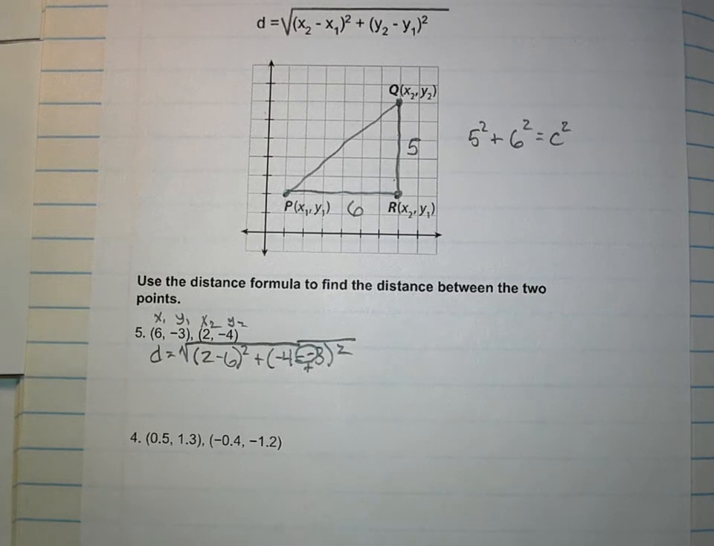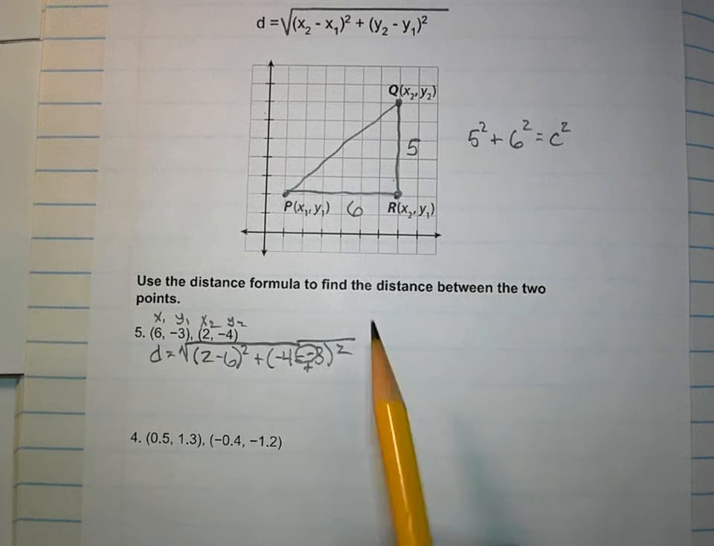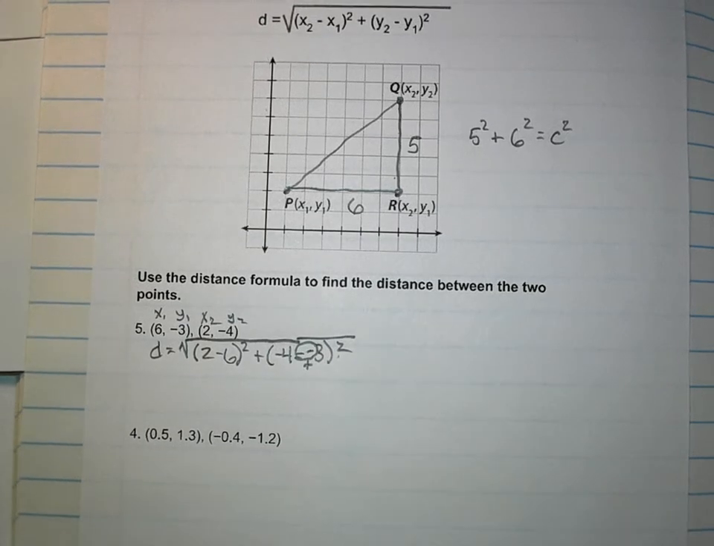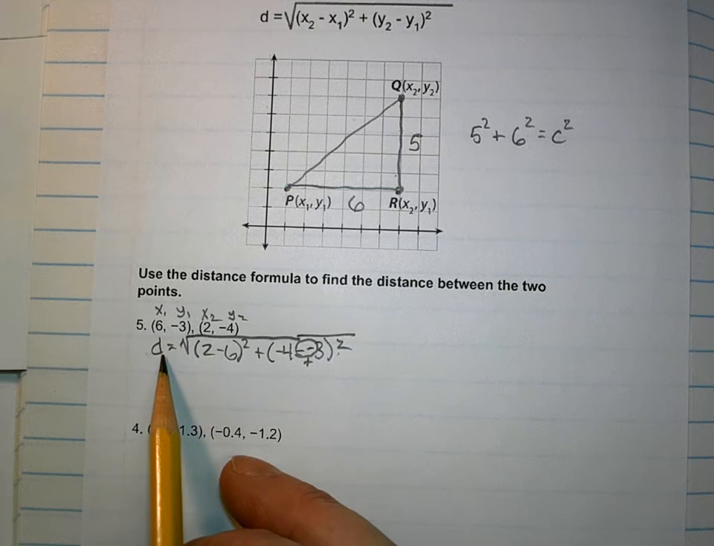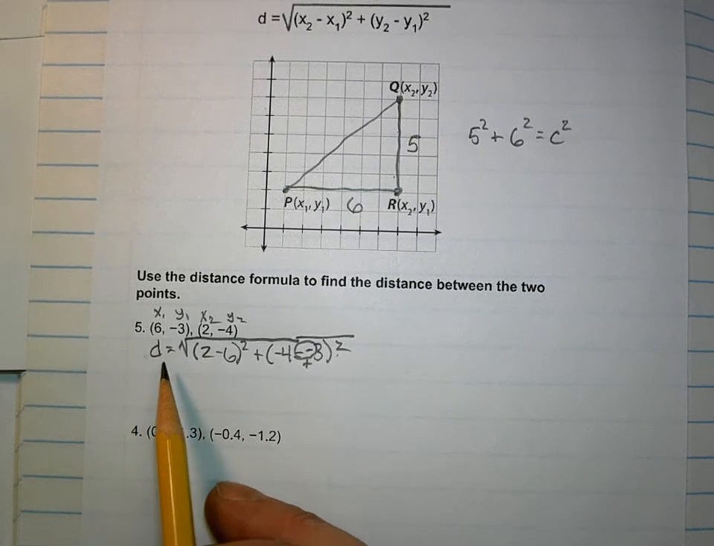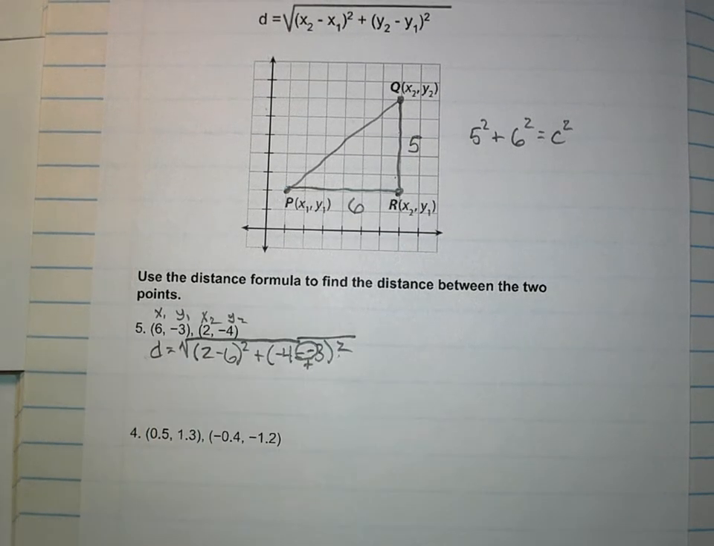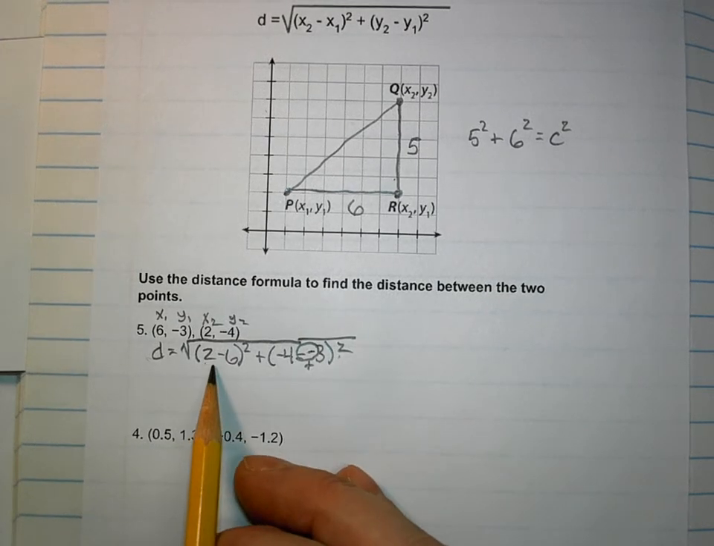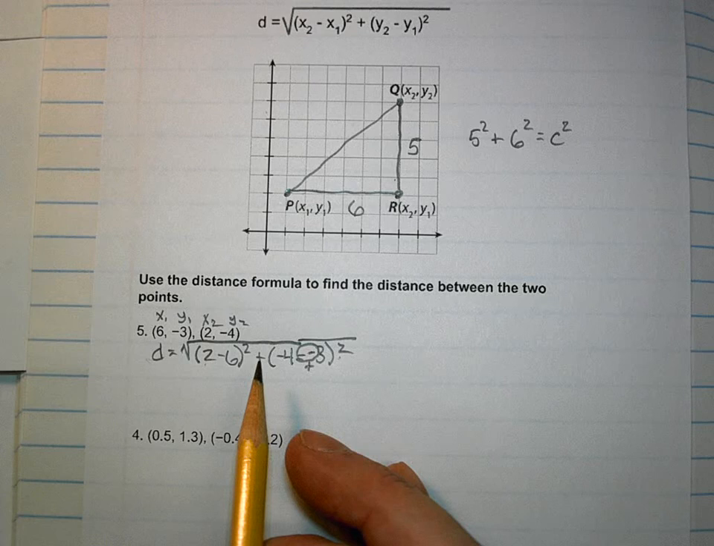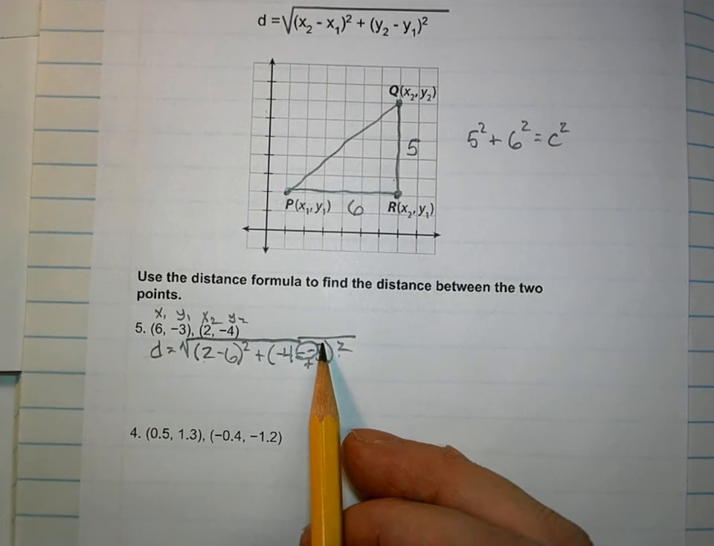Is there a square at the end of it? No. You don't need to solve. All you need to do, remember, anytime you've got a variable equals a string of numbers, you don't need to solve, just type that in. Just ignore the variable and equals. So the square root of 2 minus 6 squared plus -4 plus 3 squared.